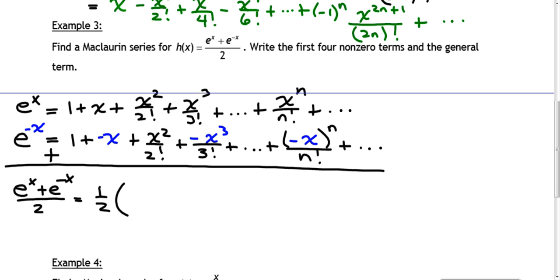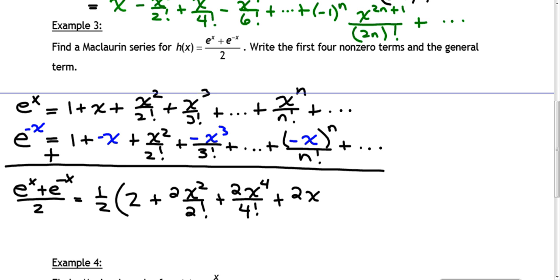So 1 and 1 gives me 2. X and negative x, that cancels out. And then I have 2 of these x squared over 2 factorial terms. My x cubed terms cancel each other out with zeros. I'm going to end up having 2x to the 4th terms. I didn't show it in my listing above, but I think we should be okay that I would have 2 of those. I would have no x to the 5th, and again I would have 2x to the 6th over 6 factorial. And then I would end up with the next term, my general term.